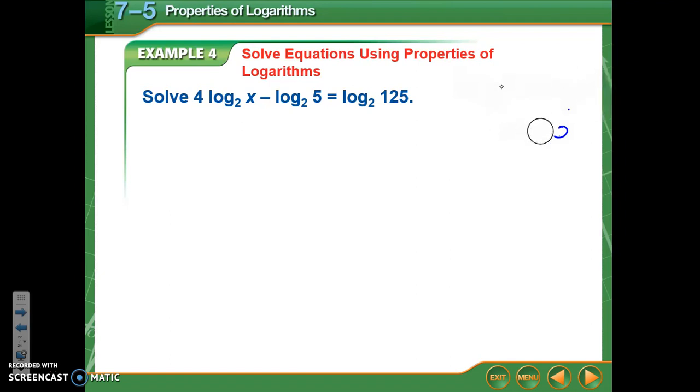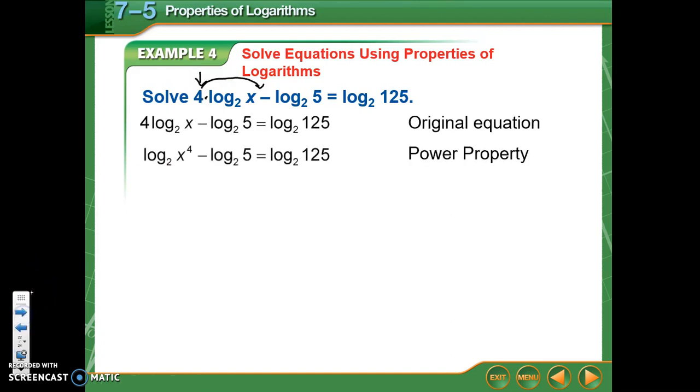But that only works if there's a single logarithm on each side. If you look at the example that we're given here, I have 2 logarithms on the left and 1 on the right. So if I want to be able to drop off the logarithms, I need to combine them into a single logarithm on each side. So basically, we're going to use the properties backwards. So here I notice that I have a coefficient. I know that my coefficient can go back and become the exponent of the x, which is what they're showing me here.